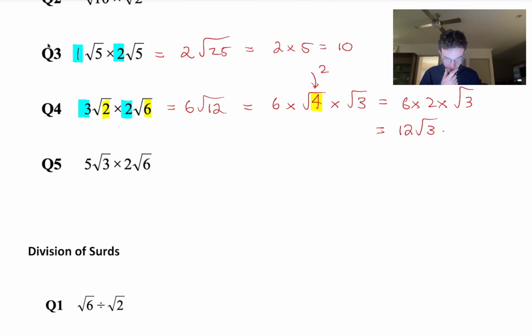Again, if you're not sure whether you're correct, you can type the question into your calculator, it will give you a decimal, type the answer into your calculator, and it will give you the same answer.